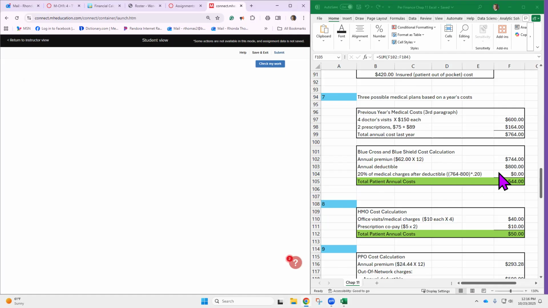Okay, so oh, I see it. No, I don't. No, I don't. Okay. 764 is the medical costs. If we had a lower deductible, we'd have something left over to take times 20%, but we don't. Okay, and this problem may not be answering correctly. I don't know. I just haven't investigated enough to even know.